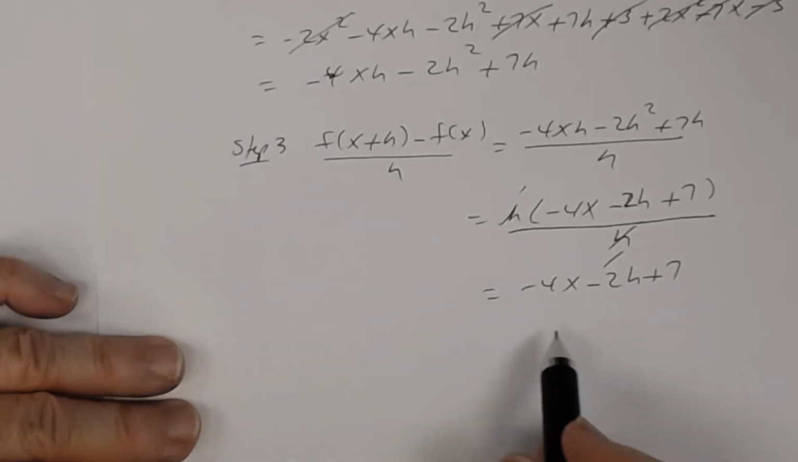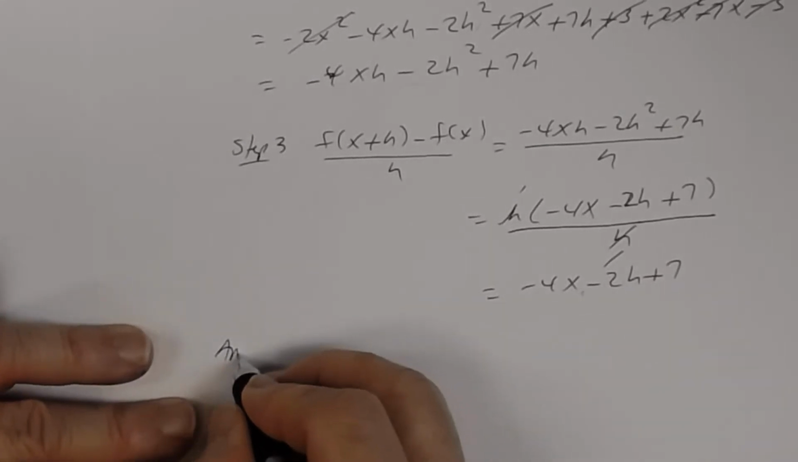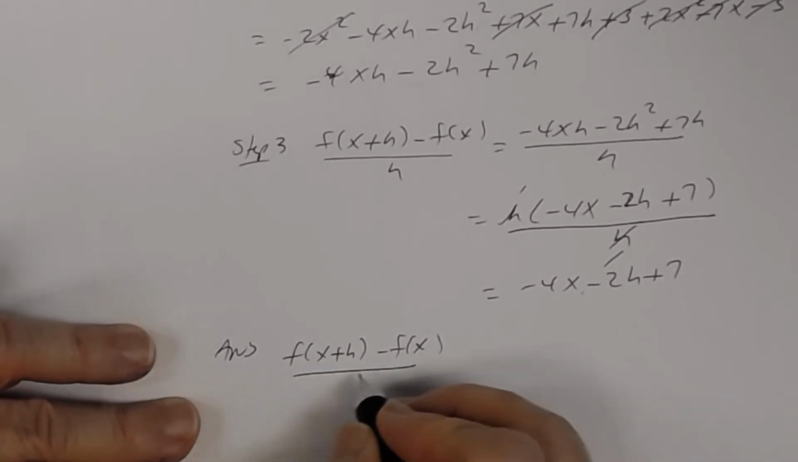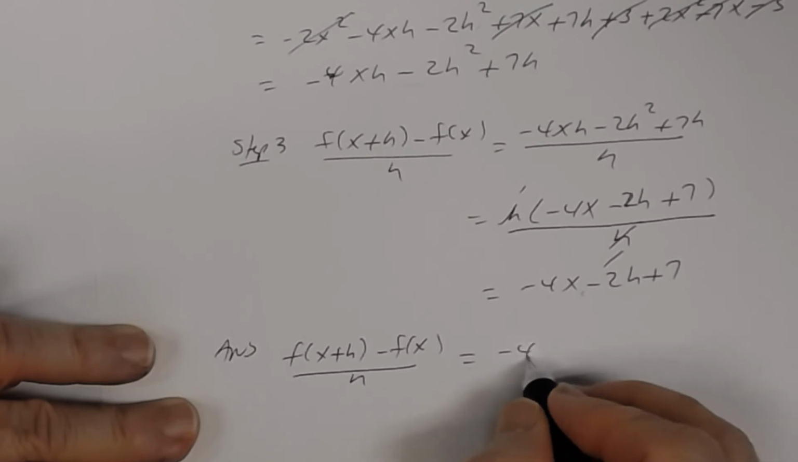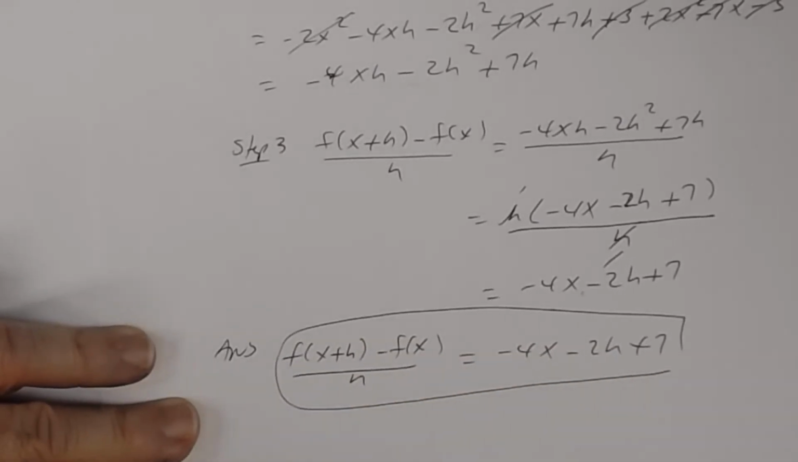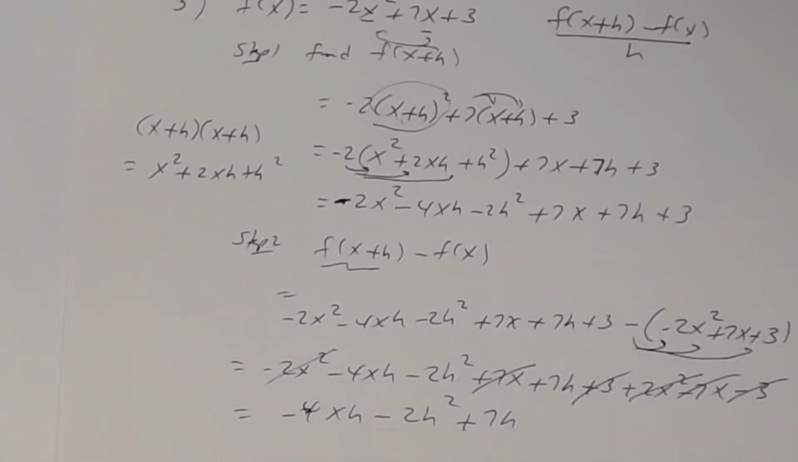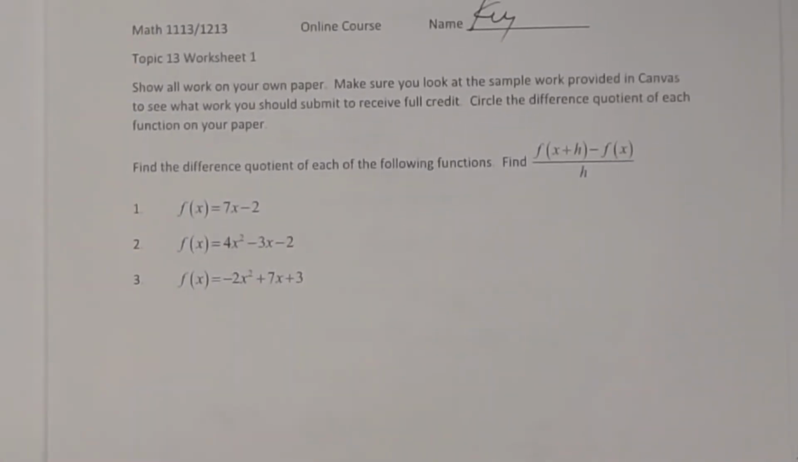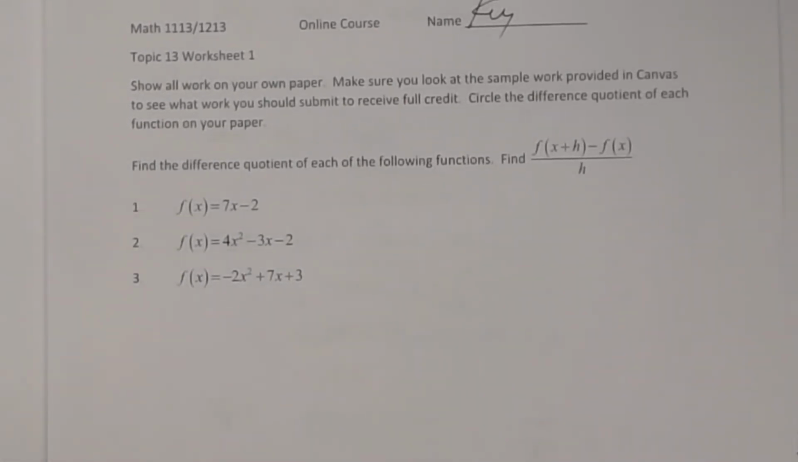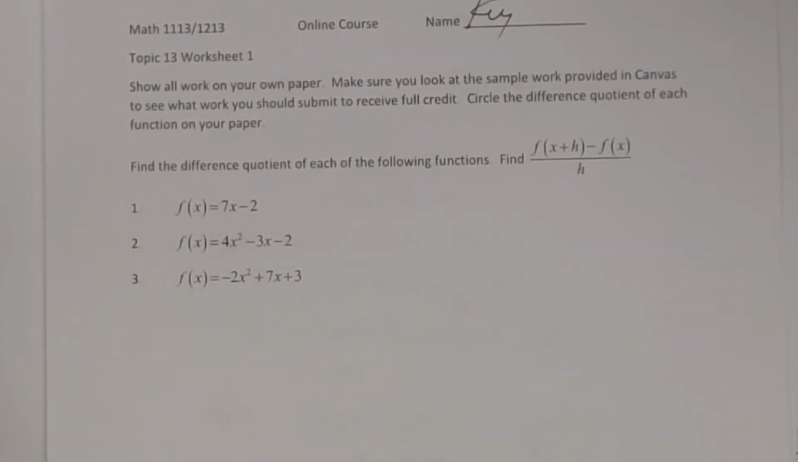And so therefore, that's your answer. You just go ahead and say the difference quotient, f of x plus h minus f of x divided by h equals negative 4x minus 2h plus 7. Okay? All right, so that is the key to topic 13. All right, so the chances are the one on your test, guys, will be a quadratic. So just make sure you know how to deal with finding the difference quotient of a quadratic function.